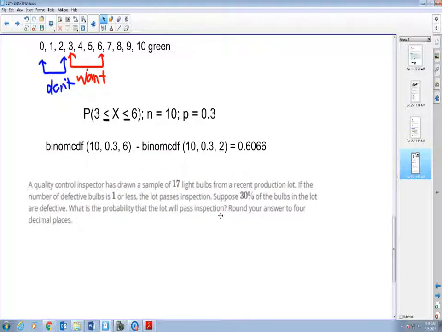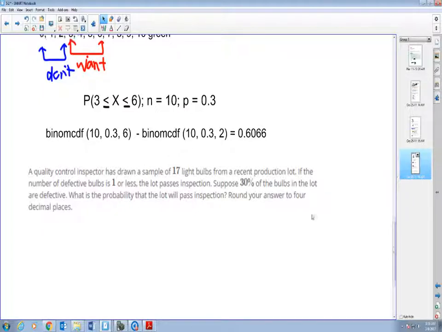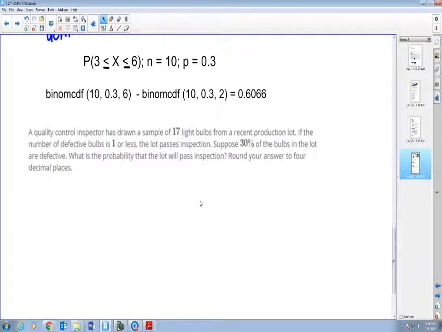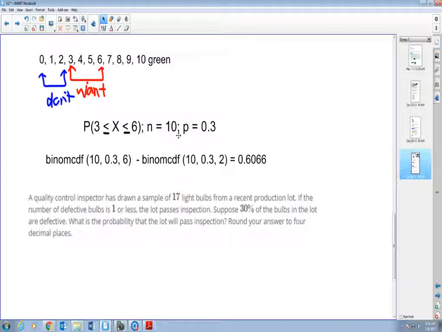Let's look at another one. Simple, 17 light bulbs. If the number of defective light bulbs is 1 or less, it passes inspection. Suppose that 30% of the light bulbs are defective. What is the probability that it will pass the inspection? Interesting.